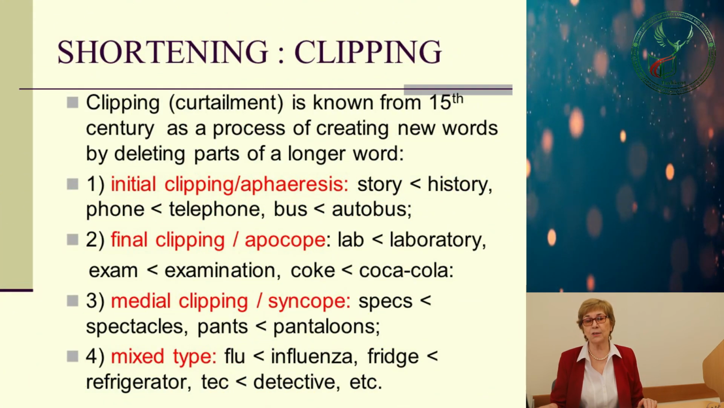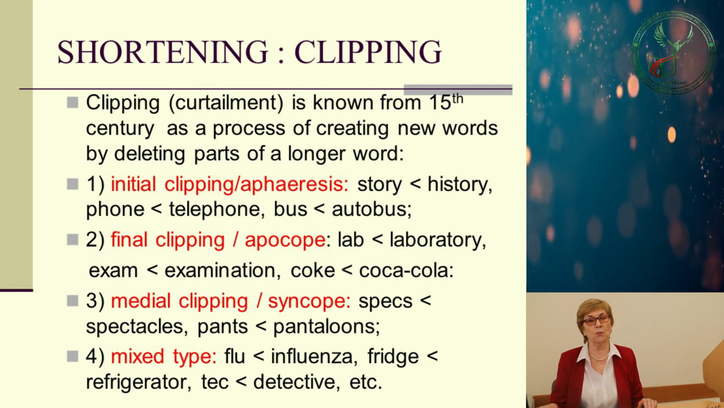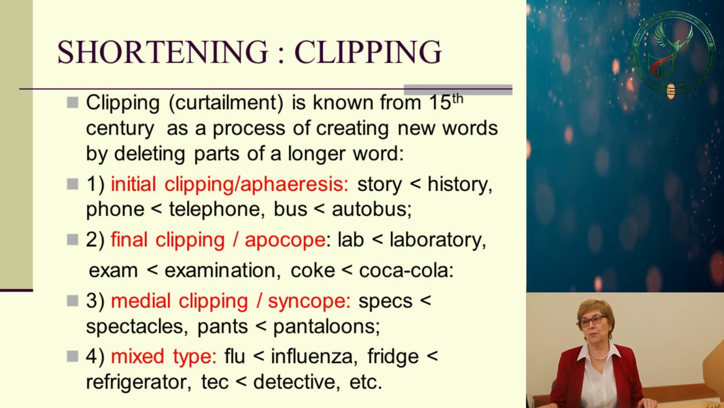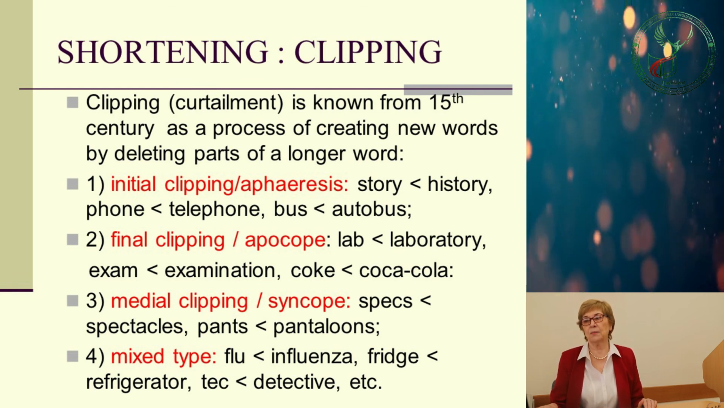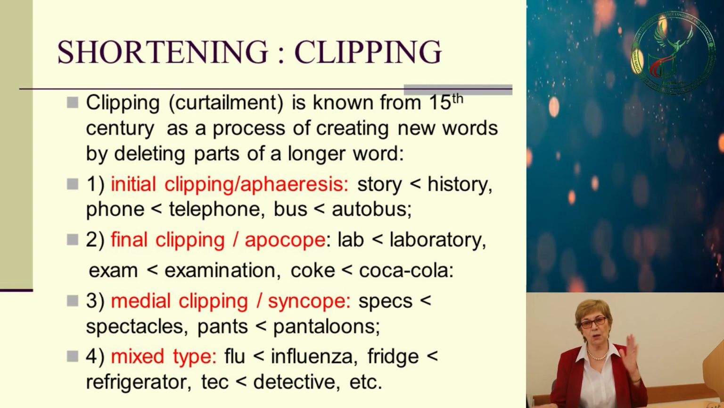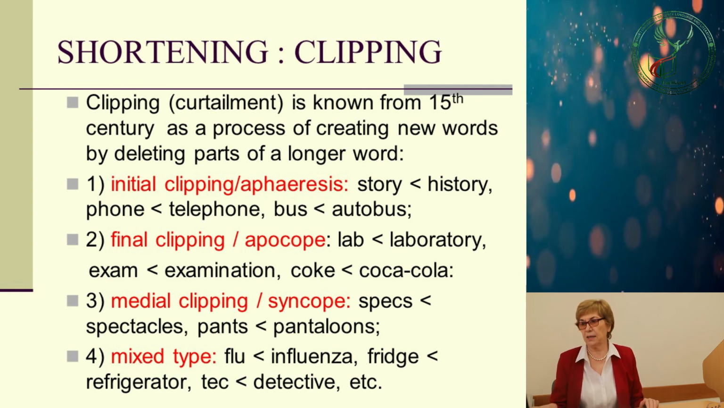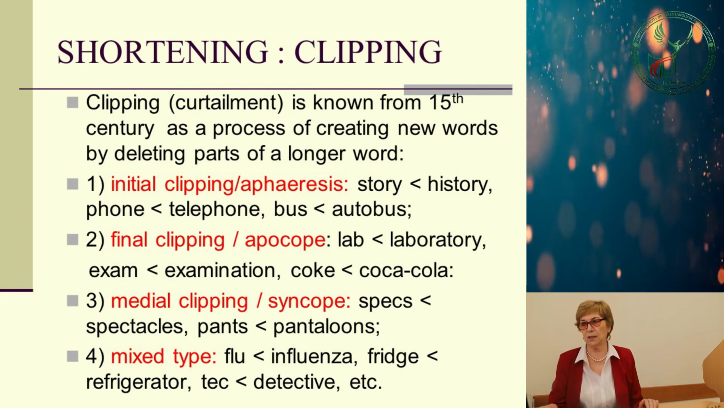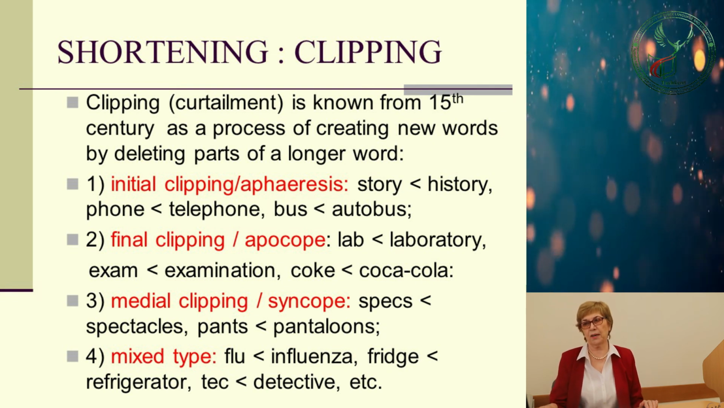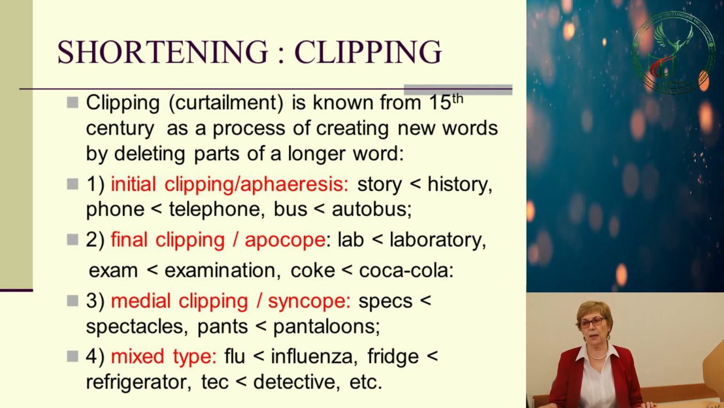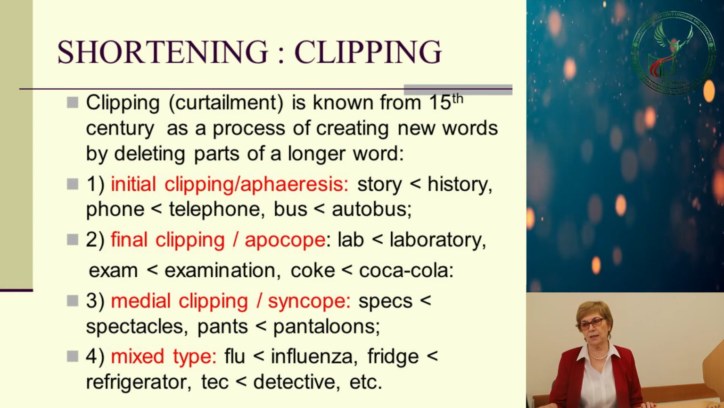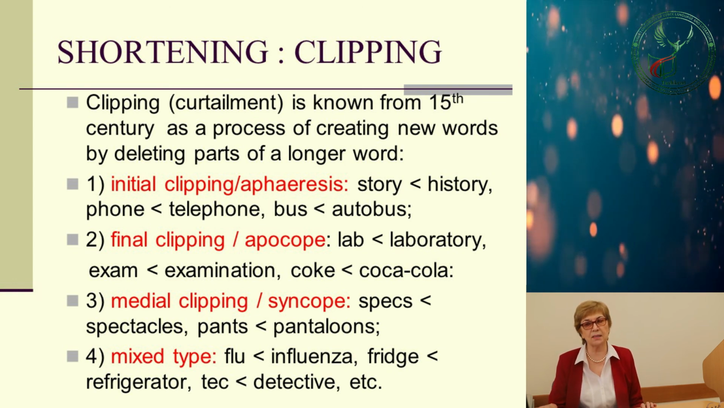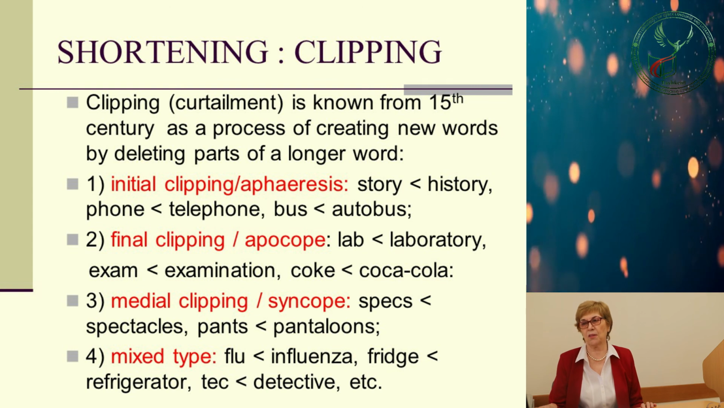And last but not least, shortening as one of the most productive types of word formation. Shortening is divided into clipping, when we shorten the words. And here you have different types of shortening: initial, which is apheresis; final, which is apocope; medial clipping, which is syncope. And of course, we have mixed types, and all examples are there.